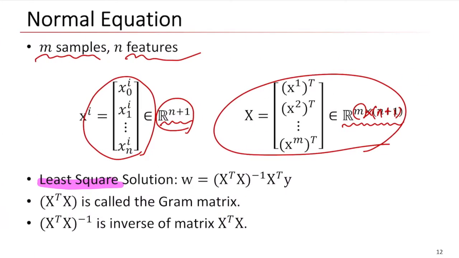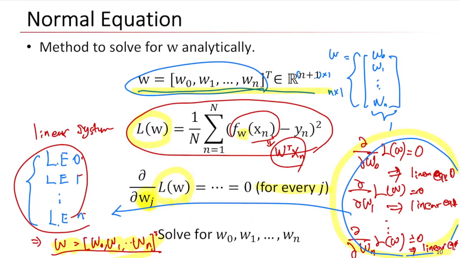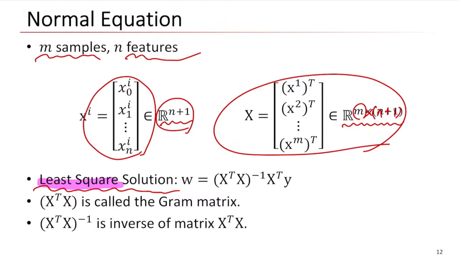So this is the least square solution. If we represent this linear system with respect to W, it will be XW equals Y, and we want to find this W term. And how can we do this? X transpose X W equals X transpose Y, like this.